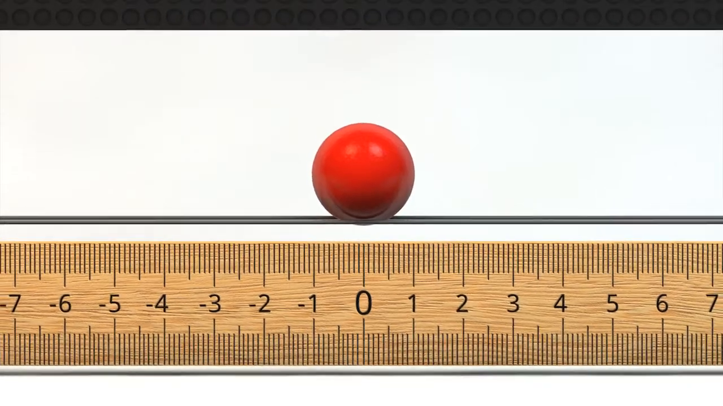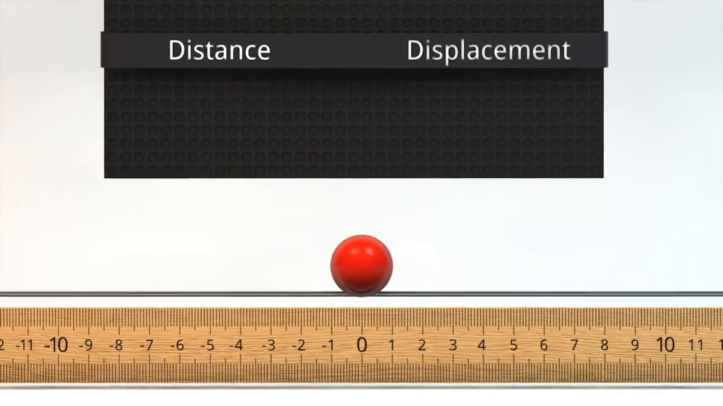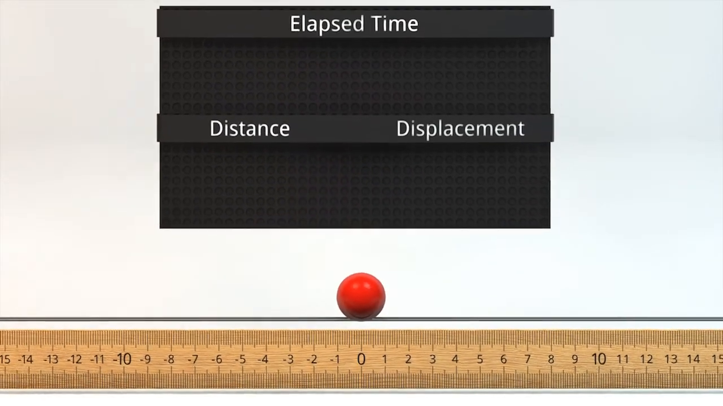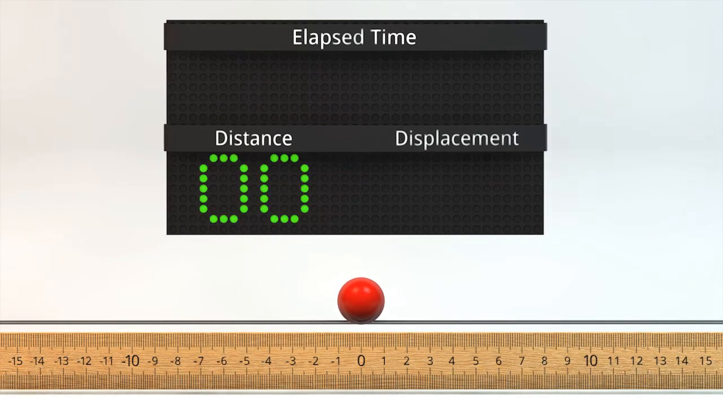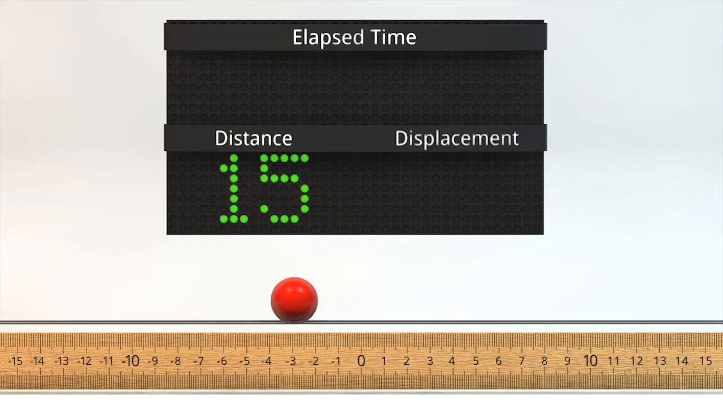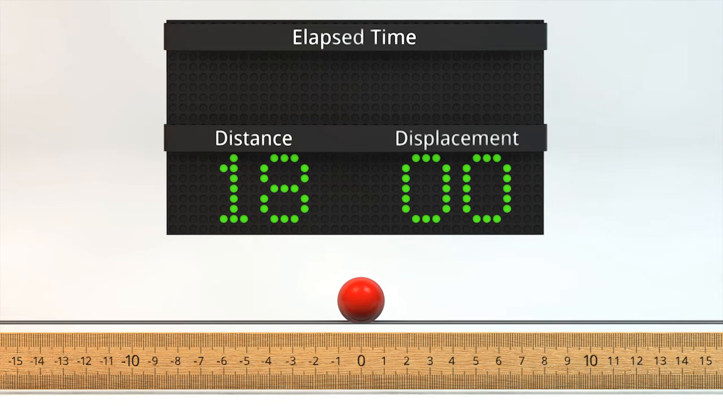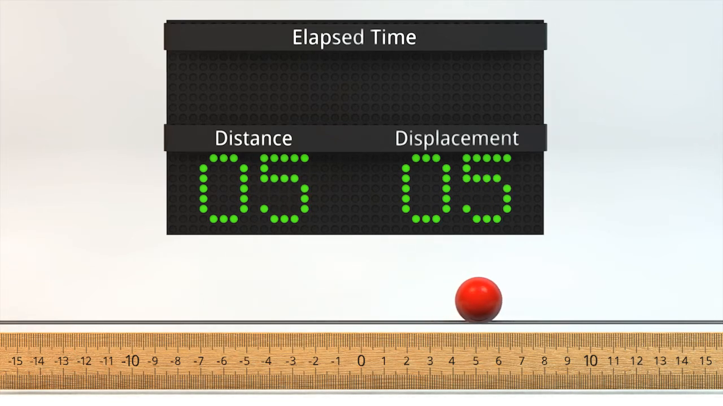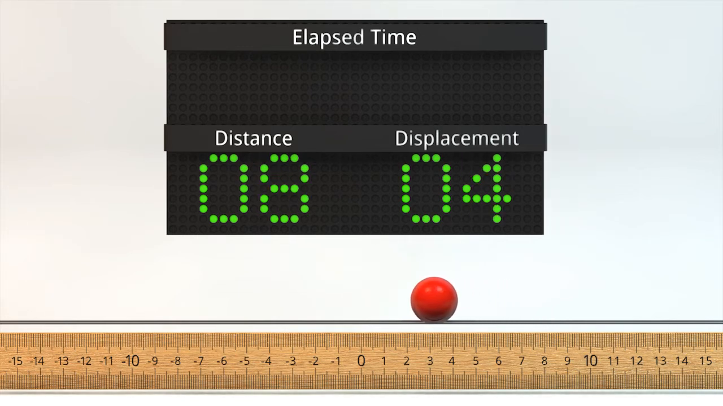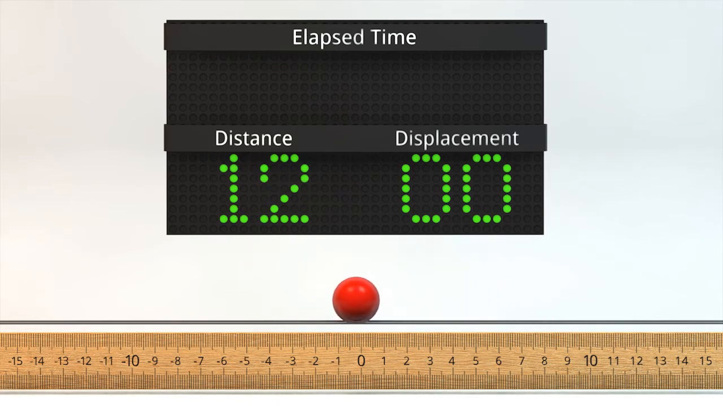To do this, we'll have to talk about a few new ideas. Distance tells us how much ground the ball has covered since it started moving. Notice how any movement of the ball adds to the distance. Displacement tells us how far the ball ends up compared to where it started from. Look at how when the ball gets closer to 0, displacement goes down, but distance is always increasing.